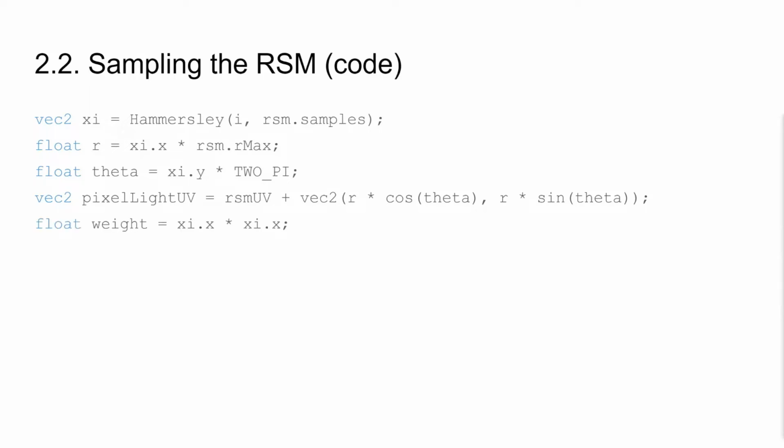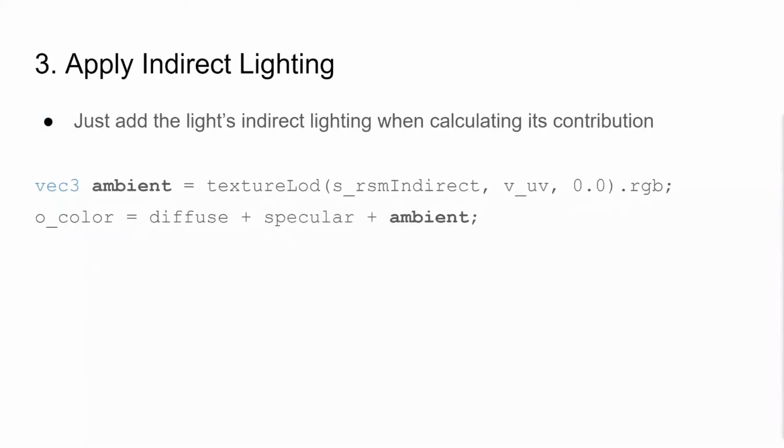And then finally, we calculate the weight as the square of the first random variable. This accounts for samples being biased towards the origin by assigning less weight to those. In other words, it's basically the inverse of the PDF. Any questions about this code? All right, I'll move along.